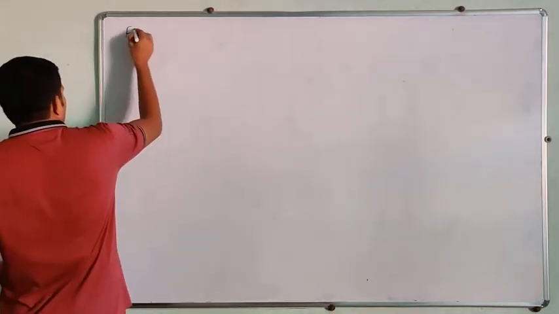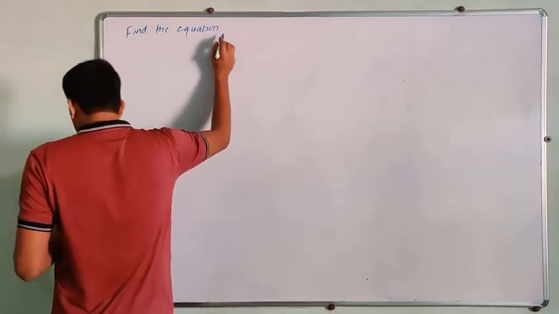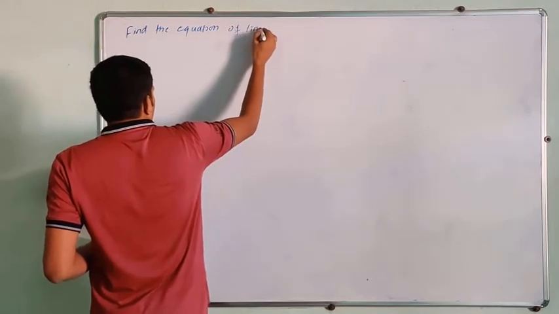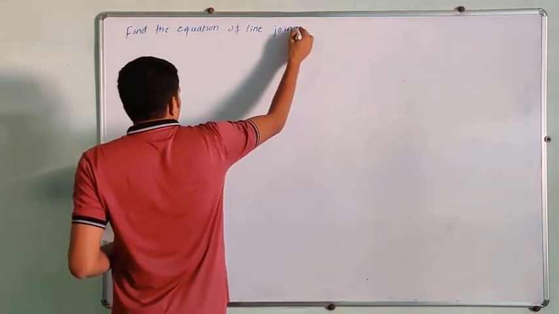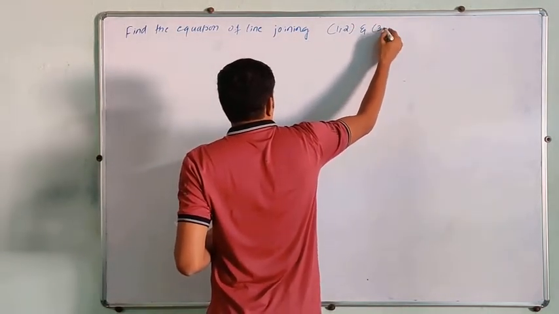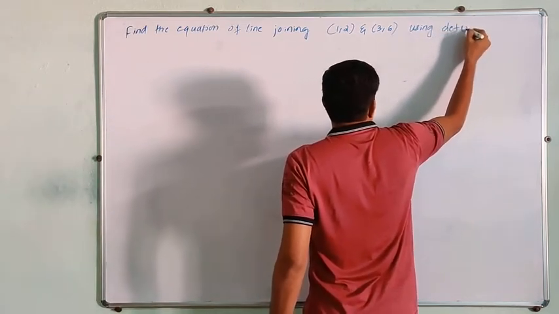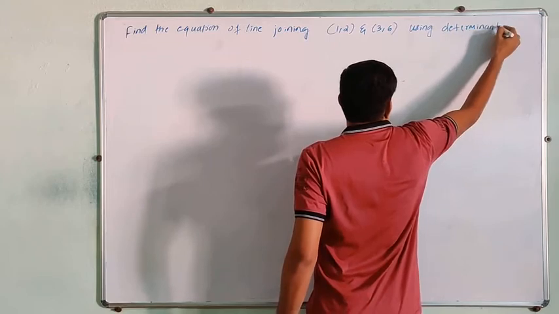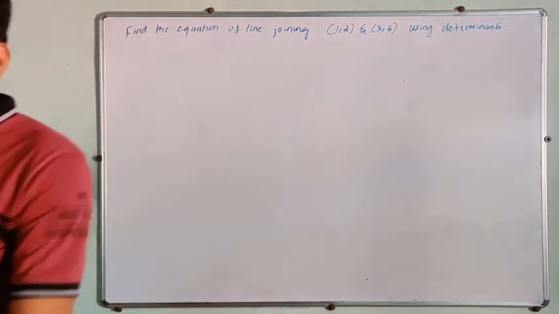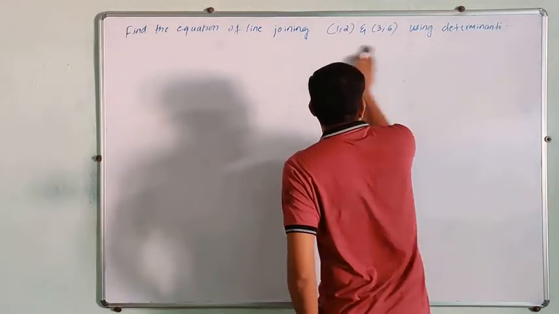Next, find the equation of a line. So this may also ask for 2 marks. Find the equation of the line joining (1, 2) and (3, 6) using the concept of determinants. That is using determinants. Right? Find the equation of a line joining (1, 2) and (3, 6) using determinants.